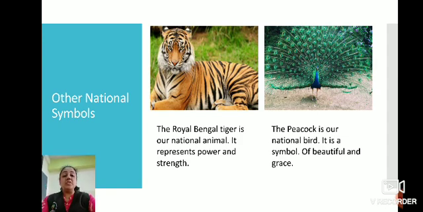Now in the second picture you can see the peacock. So you know the peacock is our national bird, isn't it? The peacock is our national bird and it is a symbol of beauty and grace. Understood, children? Very good. So, the Royal Bengal tiger is our national animal and the peacock is our national bird.